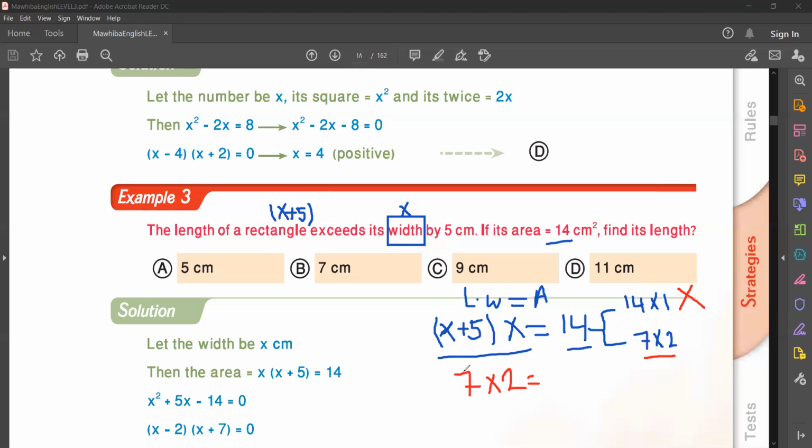Now, the length is 7. The width is 2. So he asked me, find its length. So the length is what? It is 7, right? It is number B. Is it clear, my student? Do you understand? Without solving the problems, look here, you think that when you multiply 2 numbers, you get 14, right?